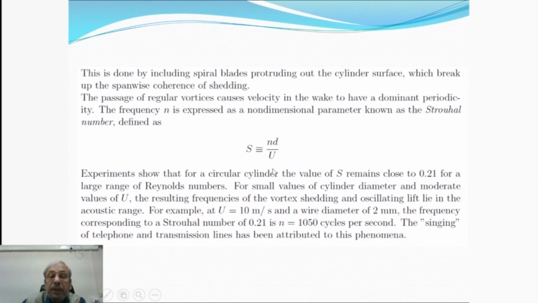I mentioned the singing of transmission lines that was identified by Strouhal, and that is why this shedding frequency is named after him. It is sometimes, and often, called Strouhal frequency.